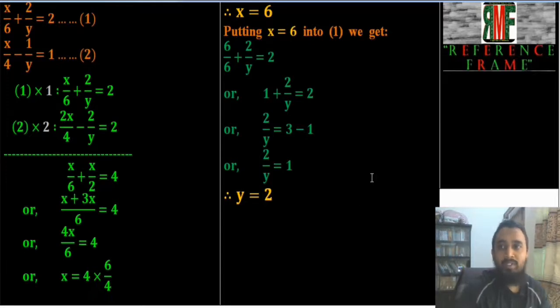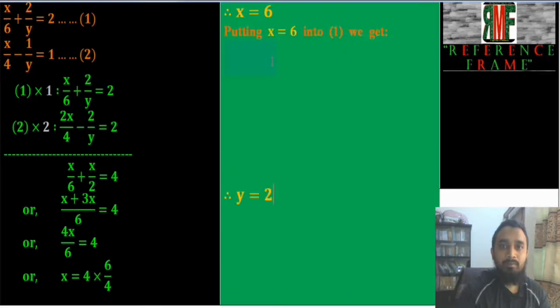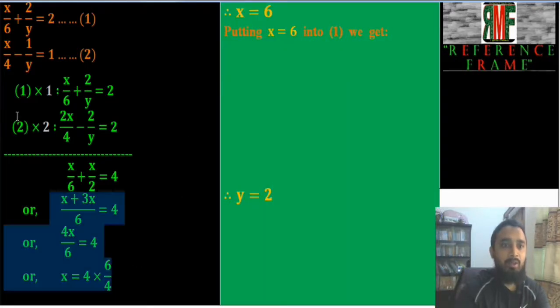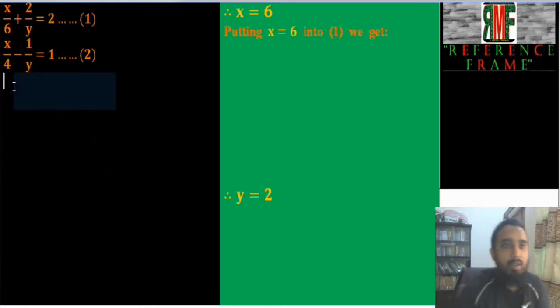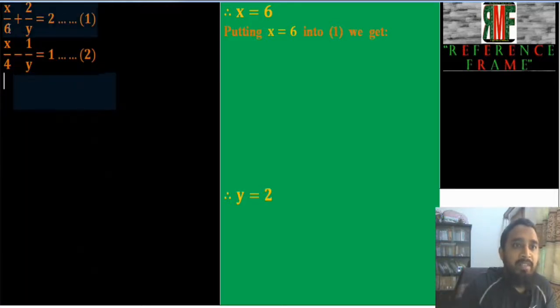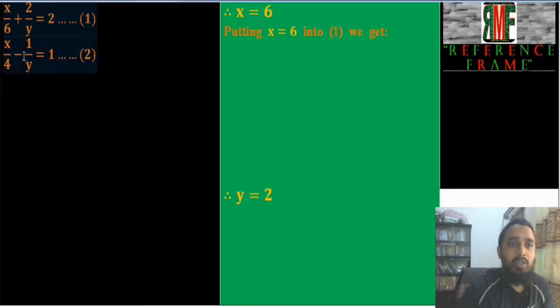So this time we have a situation like this. So again, look, we need to focus. This time the equation is x by 6 plus 2 by y is equal to 2, and x by 4 minus 1 by y is equal to 1. So look, here 2 and here 1.